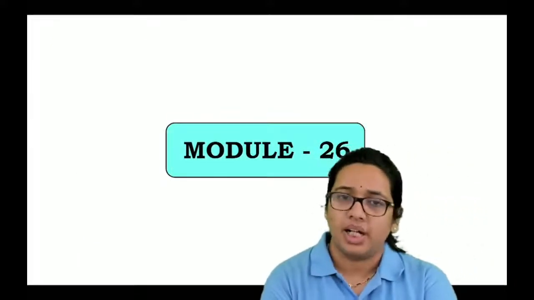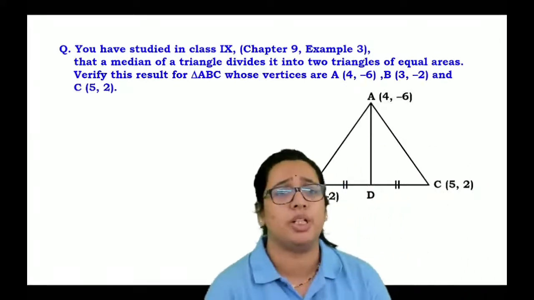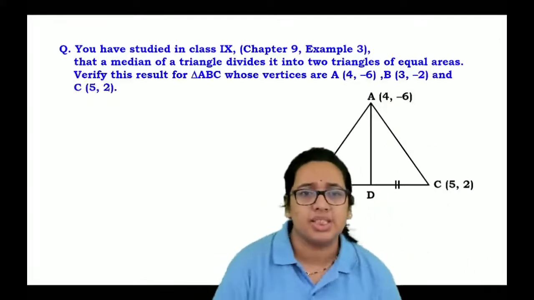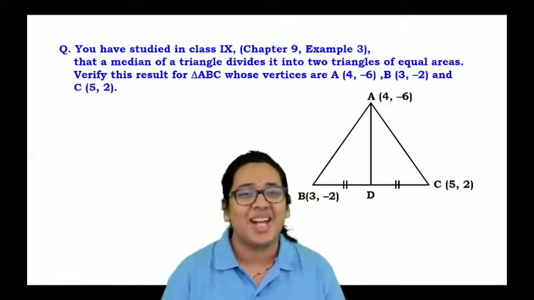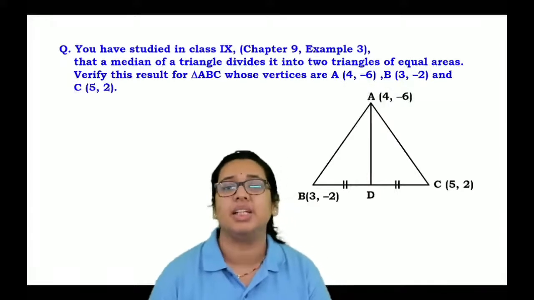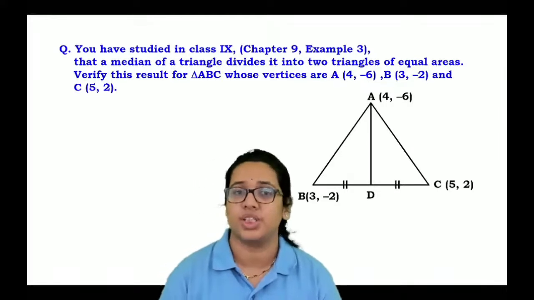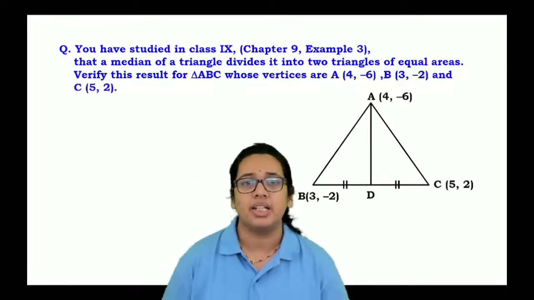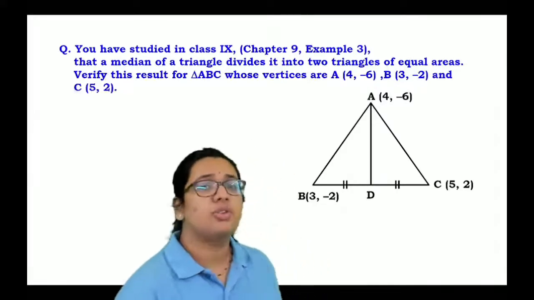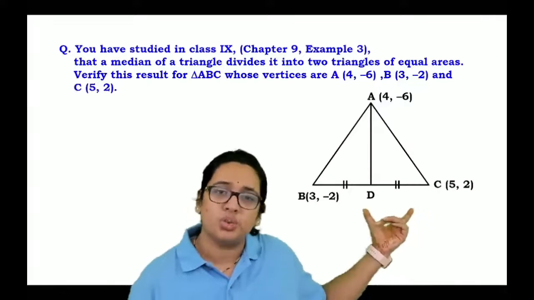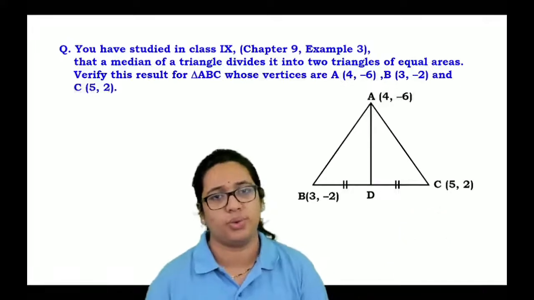See, here it is. Again, we'll go through one of the types which may be asked many more times. So the question is, you have studied in class 9 that a median of a triangle divides it into two triangles of equal areas. Then verify this result for triangle ABC whose vertices are (4, -6), (3, -2) and (5, 2).